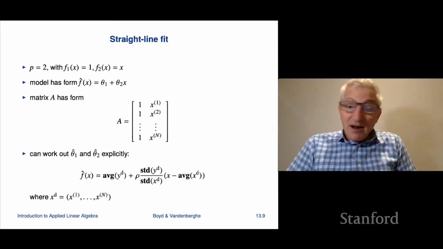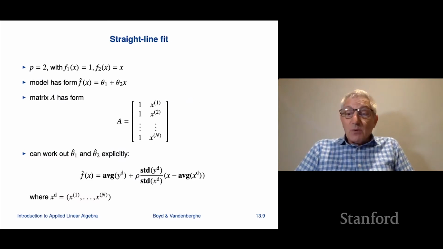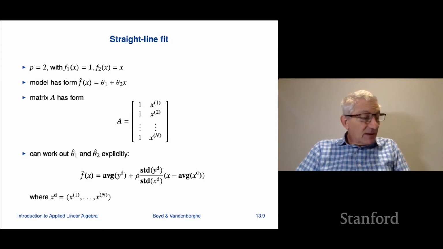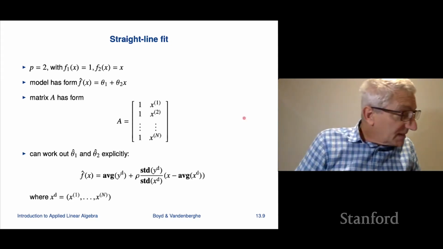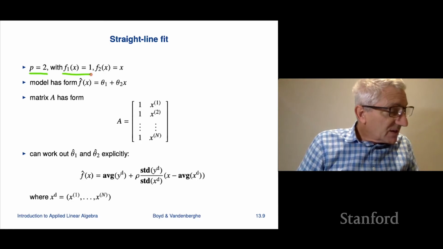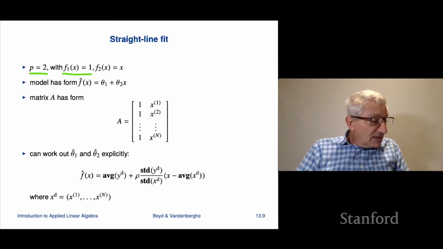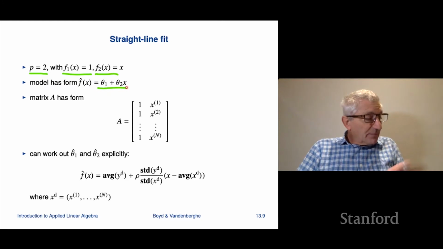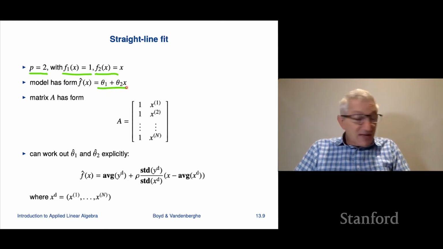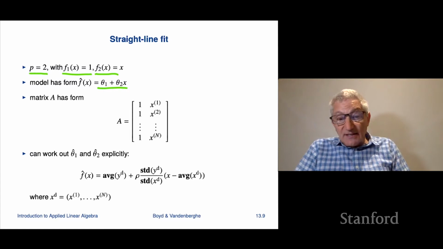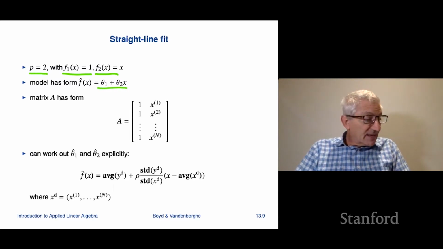So beyond the constant fit, which we saw last time, we're going to look at maybe the simplest fit after that. It's going to have two coefficients. So p is 2, and the first basis function is 1, once again the constant function 1. The second one is just x. So your model has this form: f hat of x equals theta 1 plus theta 2 x. That's the model, and what we have to choose are theta 1 and theta 2.